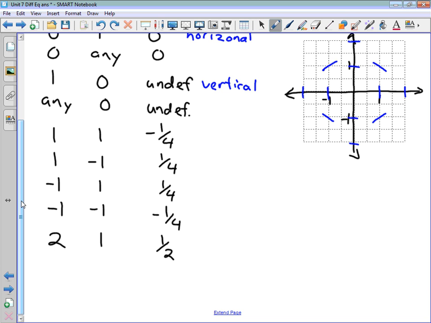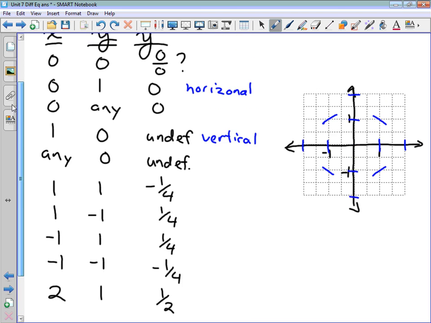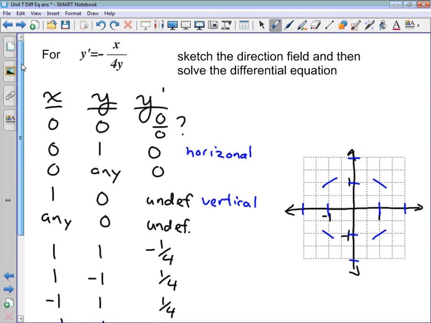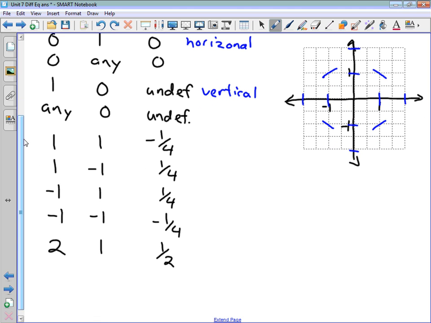So that's going to be a little bit... 2, 1... hold on, let's double check that. X is equal to 2, y is equal to 1. Oh, sorry, that's going to be -1/2. Good. I forgot about my negative sign there. So negative and a little bit more steep.